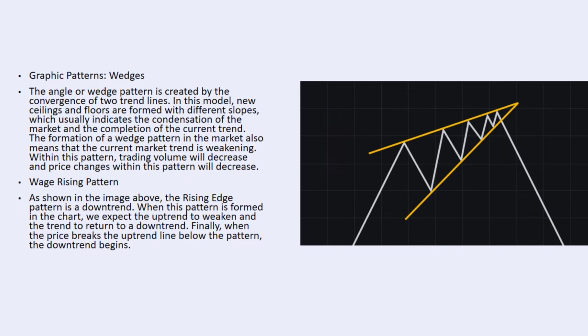When this pattern is formed in the chart, we expect the uptrend to weaken and the trend to return to a downtrend. Finally, when the price breaks the uptrend line below the pattern, the downtrend begins.